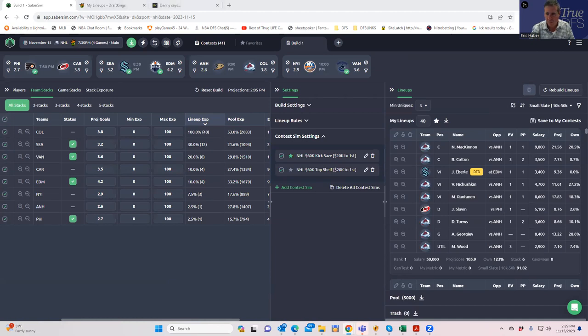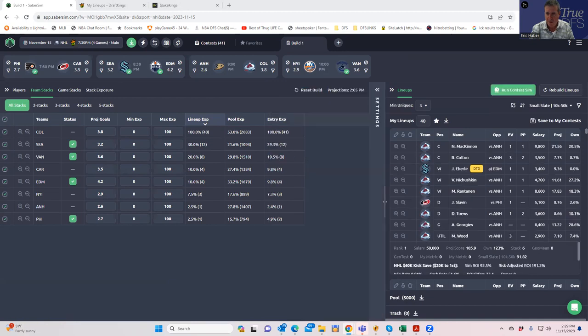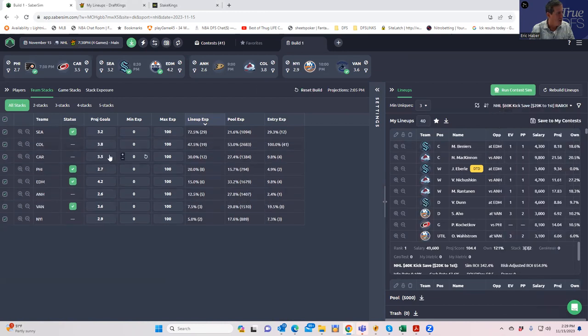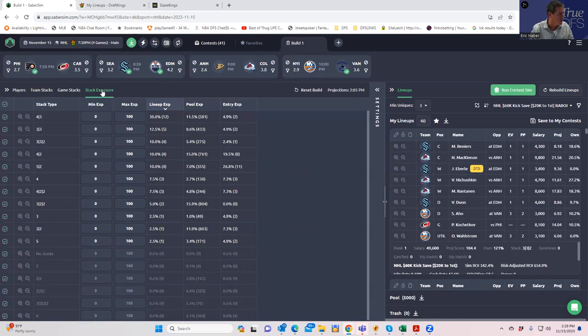All right, so when we sort this by risk-adjusted ROI, there you go. That's what I'm looking for. Looking for a little bit of leverage here. So yes, you play Seattle and then also with Colorado. That's what I'm interested in. The only thing here is that there's a lot of nonsense stacks, you know, 3-3, stuff like that. So we have to clean that up a little bit.